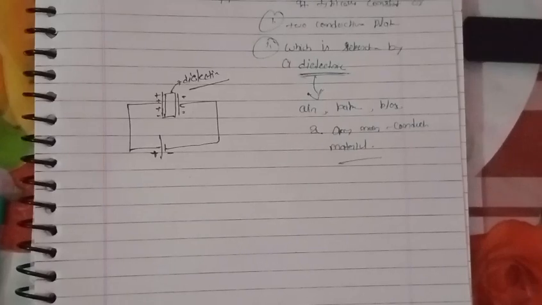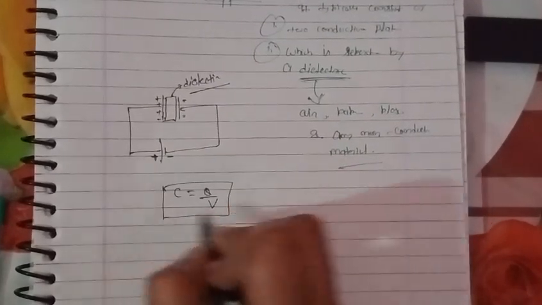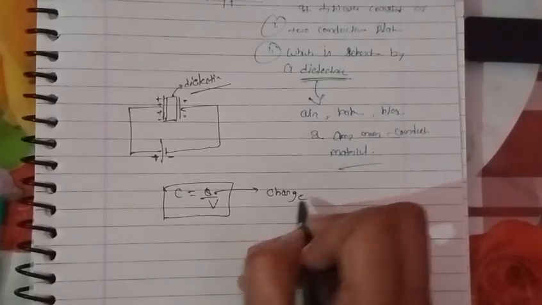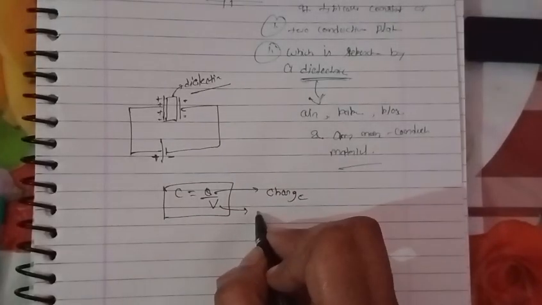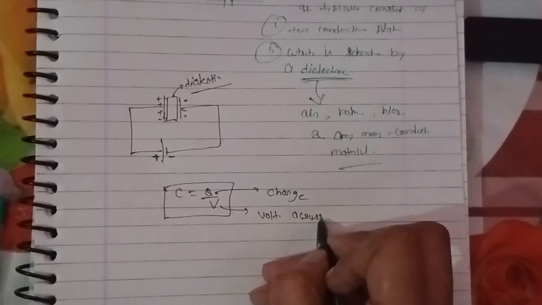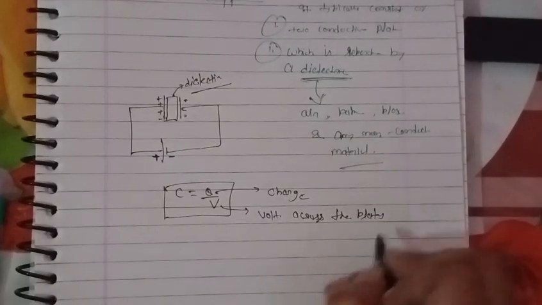The general formula of capacitor is C is equal to Q by V, where Q is equal to charge and V is equal to voltage across the capacitor or across the plates.